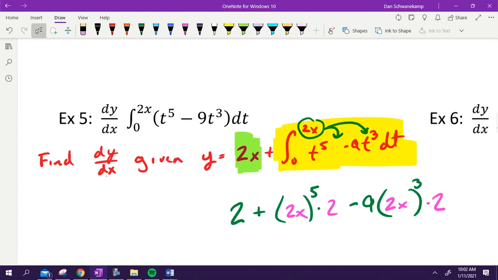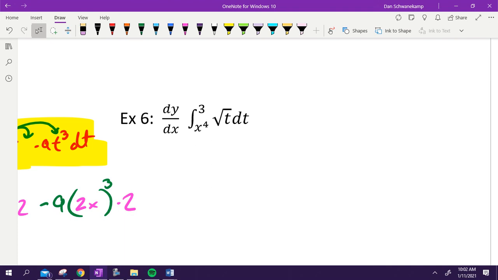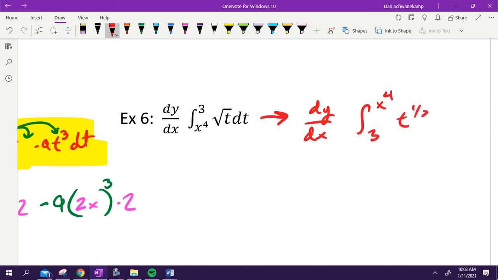Questions on 5. One more. Look at number 6. What do you not like about number 6? It's on bottom. We can't do it when x is on bottom. So what we would have to do first is rewrite that thing. So this is the same as dy over dx. I'm going to flip it and put the 3 on bottom and the x to the 4th on top. T to the 1/2 power. I don't like square root. dt. What else would I have to do if I'm setting it up that way? Make it negative, because I flipped the bounds. I'd make it negative. Go ahead and get an answer. Go.